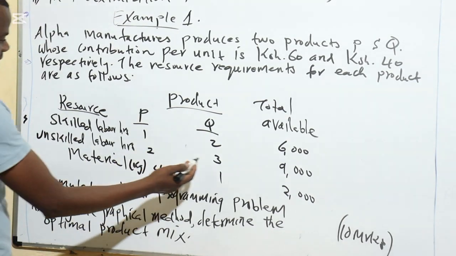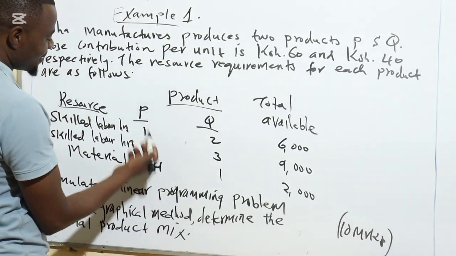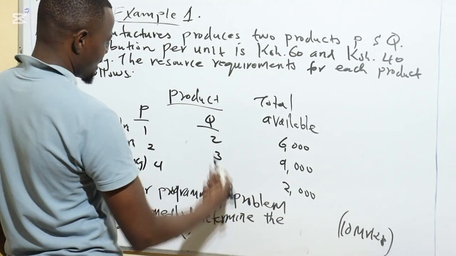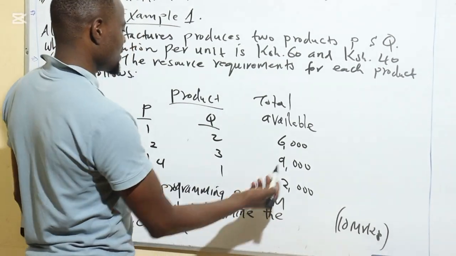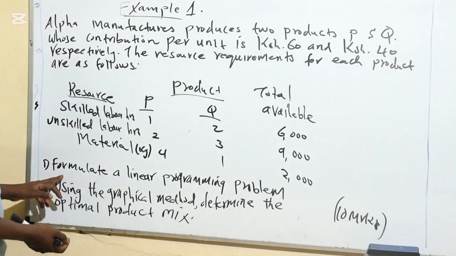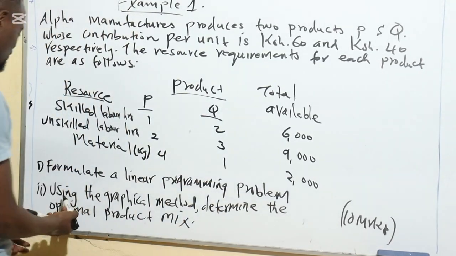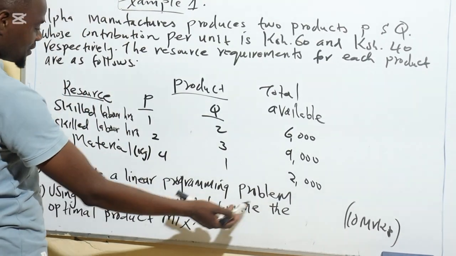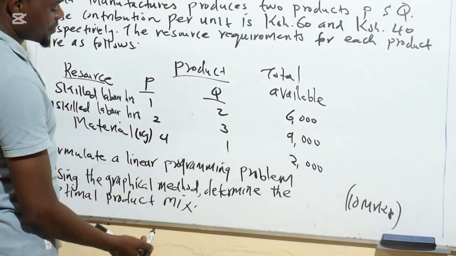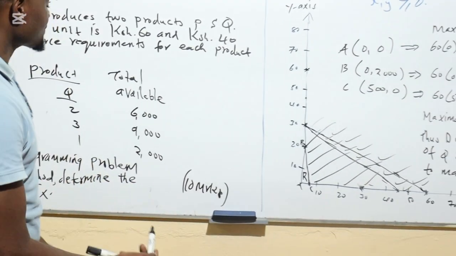And skilled labor 2 hours, 3 hours, what is available 9,000 hours, and materials in kg, 4 kg for P, and 1 kg for Q. What is available is 2,000. Part 1, you are asked to formulate a linear programming problem. And part 2, using the graphical method, determine the optimal product mix, and that will earn you 10 marks.